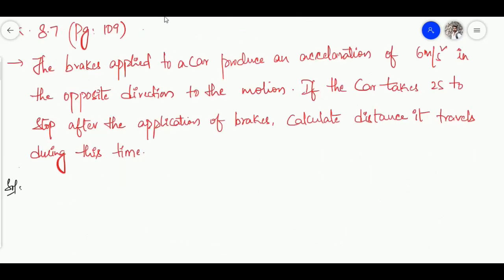Example 8.7, page number 109. Let's see the question. The brakes applied to a car produce an acceleration of 6 meters per second square in the opposite direction of the motion. That means the brakes are applied in the opposite direction to the motion.